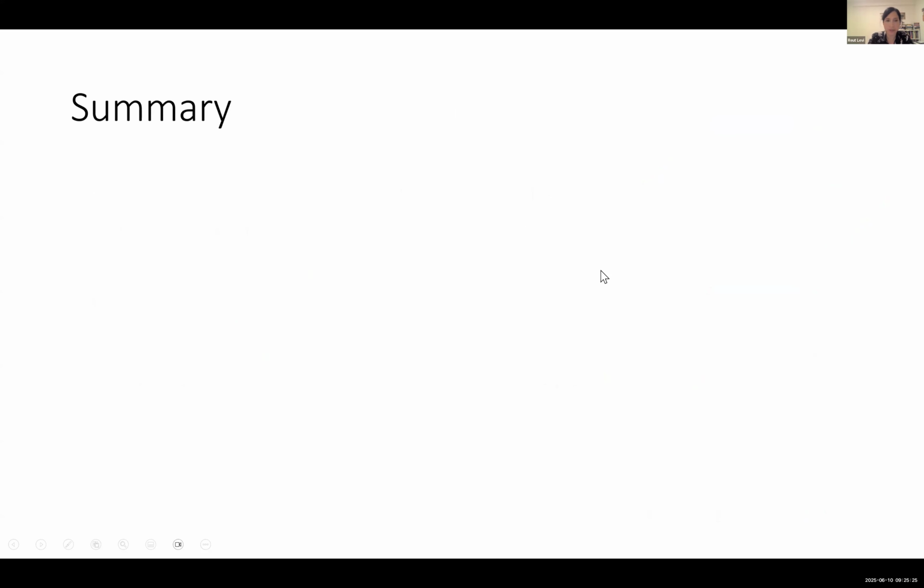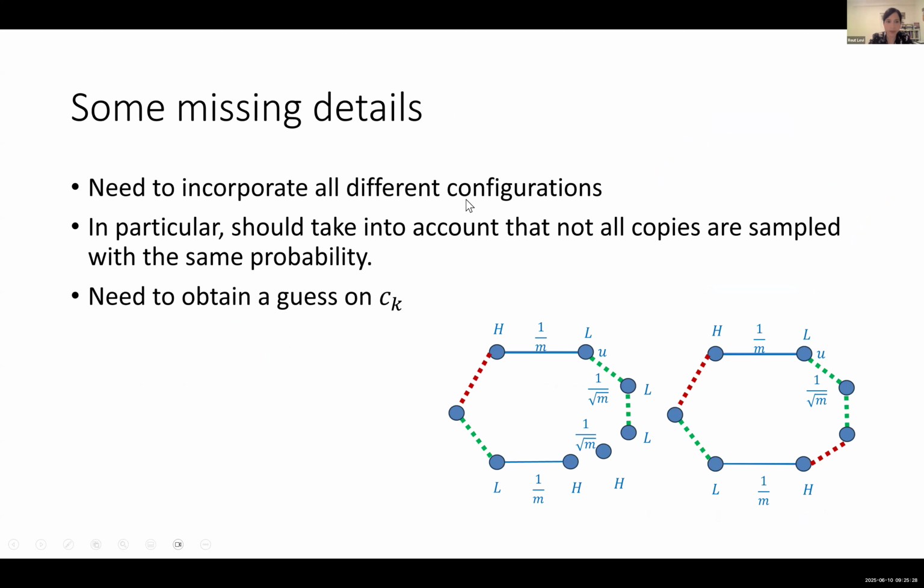So in this presentation, obviously there are many missing details. One thing that I didn't talk about is how we incorporate all these different configurations into a single algorithm that approximately counts the total number of copies and not necessarily of a specific configuration. And in particular, we should take into account that not all copies are sampled with the same probability. We also need to obtain a constant factor approximation on the number of copies in order for this approach to work, and many other details that appear in the paper.